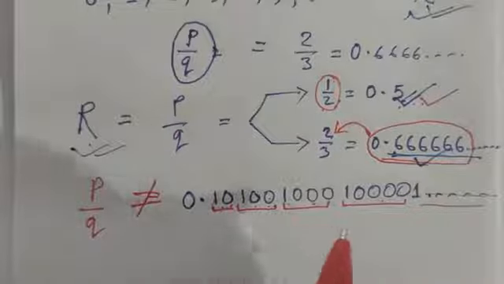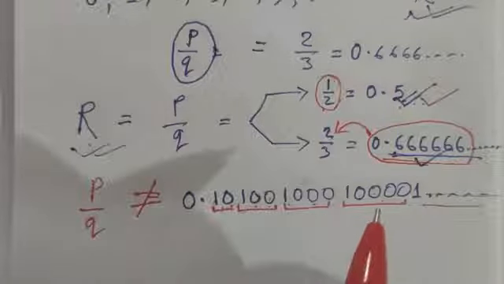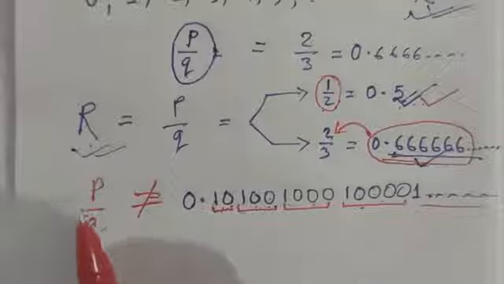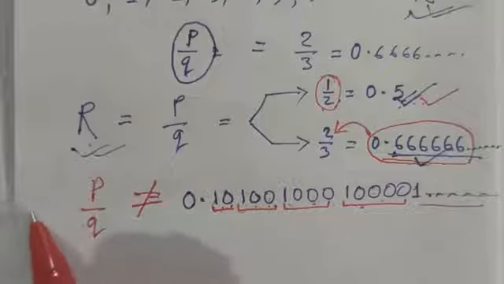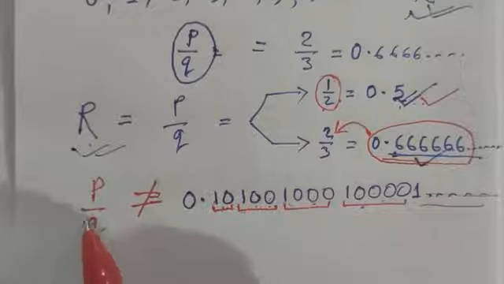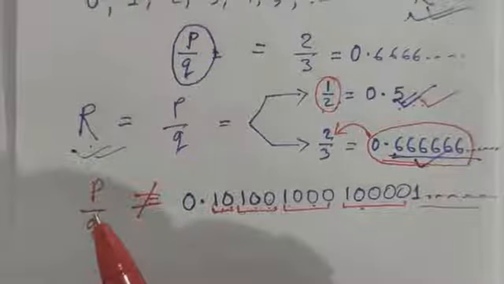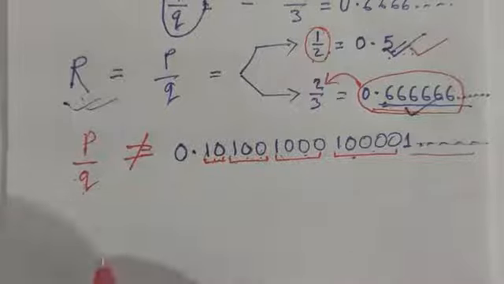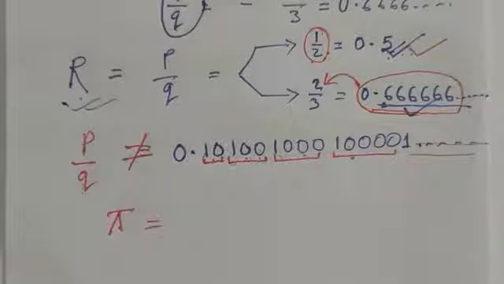But the other form of decimal expansion is neither terminating nor repeating. So this type of decimal expansion cannot be expressed in the form p by q. And any number that cannot be expressed in the form p by q is exactly the opposite of rational. That means they are called irrational numbers. For example, pi is an irrational number because it has neither a terminating decimal expansion nor a repeating decimal expansion.